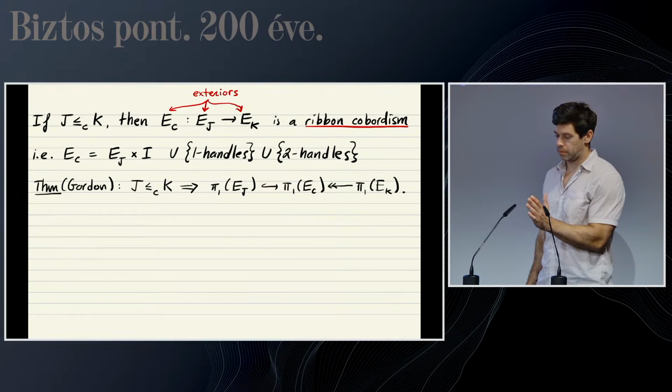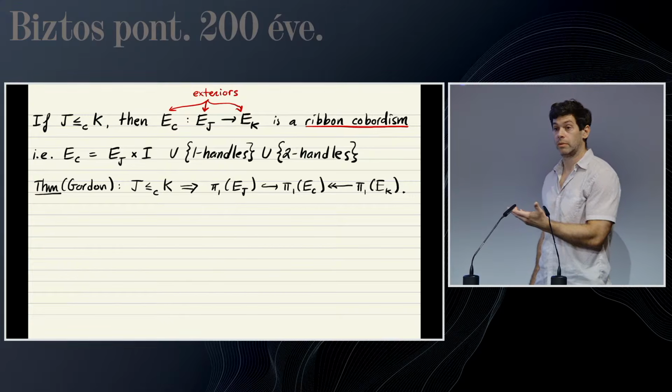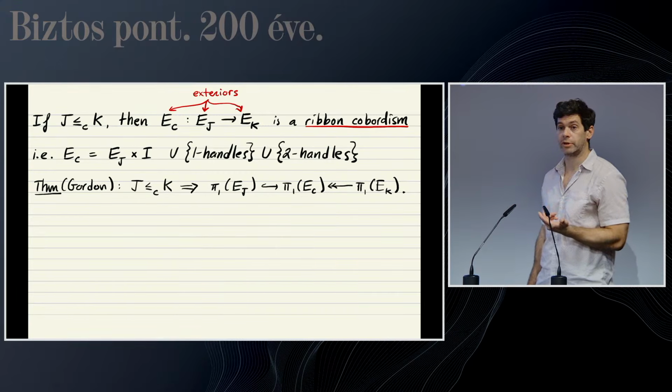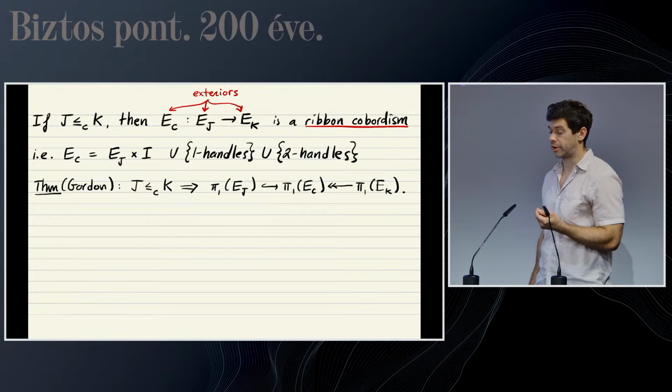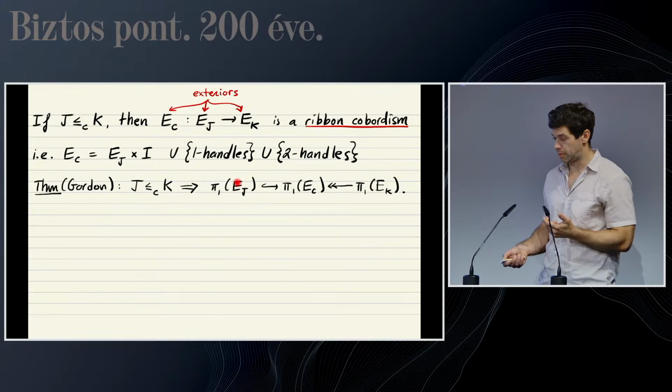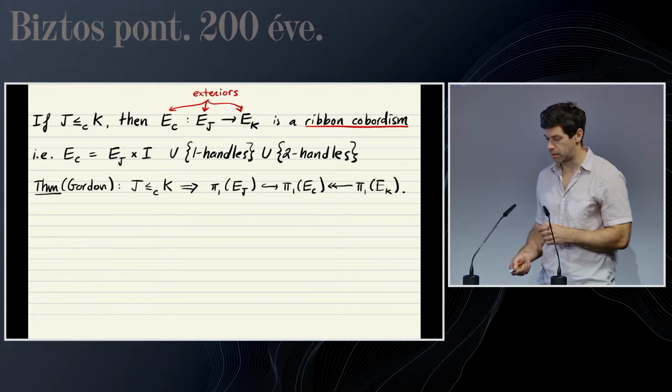if we can form EC, the exterior of C, from the exterior of J by adding 1 and 2 handles, then you can think about this backwards. You can also form the exterior of the concordance from the exterior of K by adding 2 handles and 3 handles. So when you add 2 handles and 3 handles, you're not adding any generators to pi 1, you're just adding relations. And so that's why you get this surjection. The other direction is significantly harder, and I won't talk about it here.